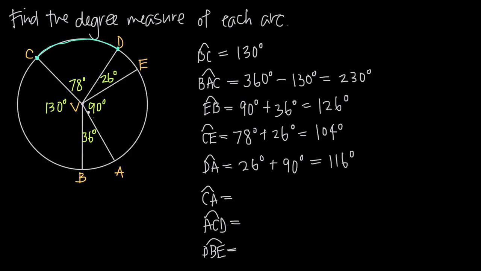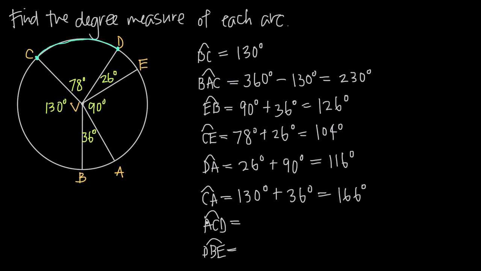Arc CA, this one almost looks like it's a straight line between C and A, so we have to be really careful about remembering that this is also a minor arc because we only have 2 letters. If we start here at C and we go around D, E, and then get to A, if we add 78 to 26 to 90, we're going to get something greater than 180 degrees. So we want to make sure we start at C and come this way around to A and add 130 degrees to 36 degrees to get a total degree measure for the arc of 166 degrees.